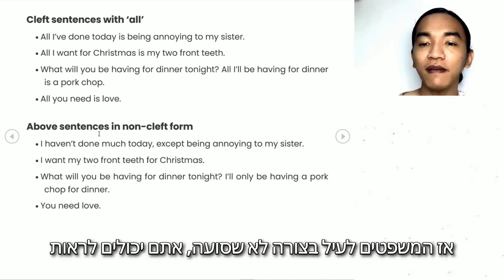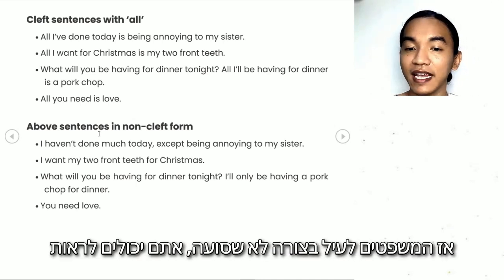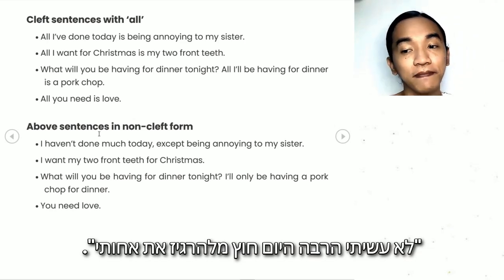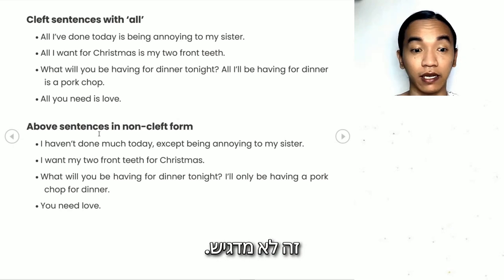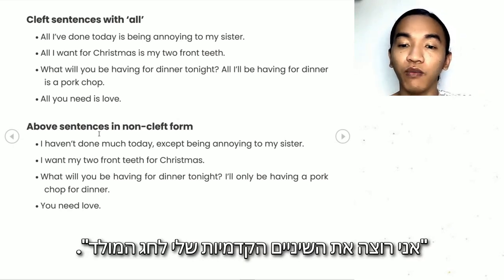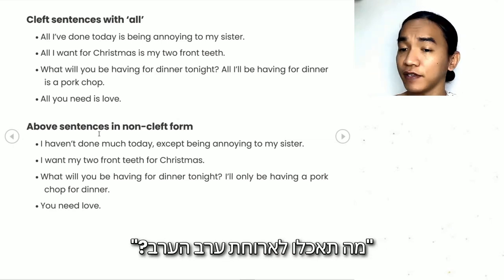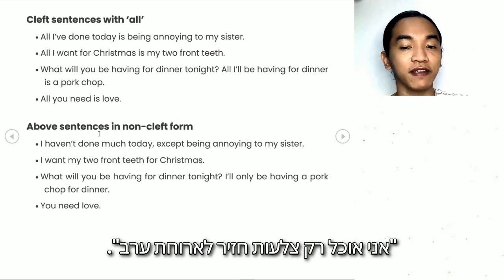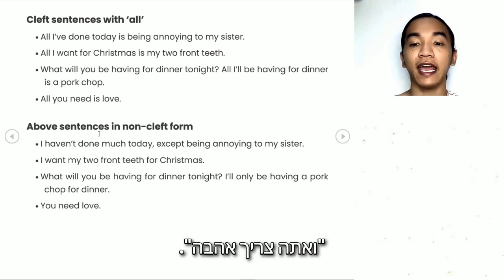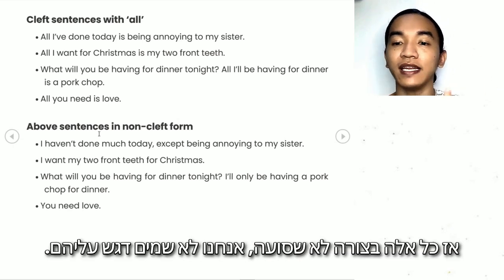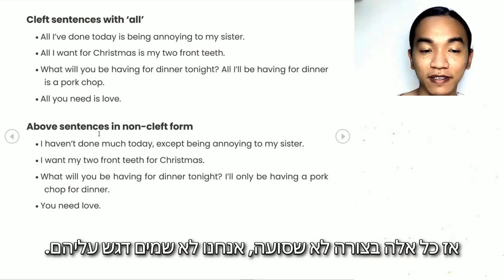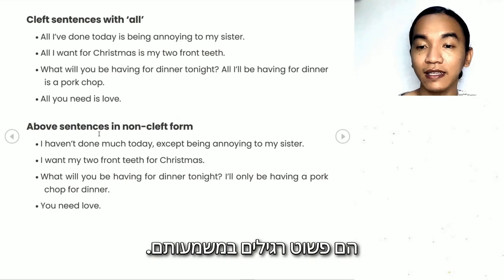So above sentences in non-cleft form, you can see: I haven't done much today except being annoying to my sister. It's not emphasizing. I want my front teeth for Christmas. What will you be having for dinner tonight? I'll only be having a pork chop for dinner. And you need love. So all of these in non-cleft form, we don't emphasize them. They are just normal in meaning.